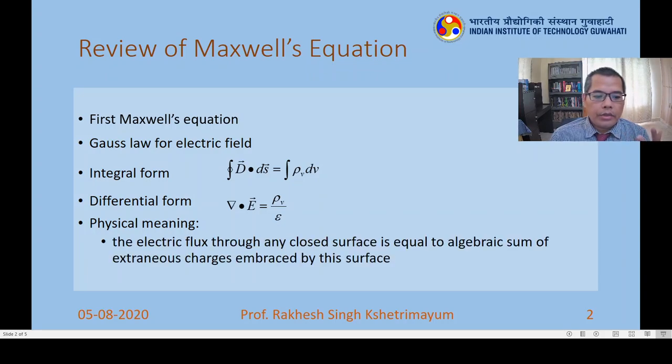So let's look at the physical meaning of this first Maxwell equation, which is also called Gauss law for electric field. The physical meaning you can interpret from the integral form of the Maxwell equations' first law. Basically it says that the electric flux through any closed surface is equal to the algebraic sum of extraneous charge embraced by this surface. So we have discussed the first Maxwell equation, which is Gauss law for electric field, in integral form, differential form, and we have also discussed the physical meaning behind this Maxwell equation.